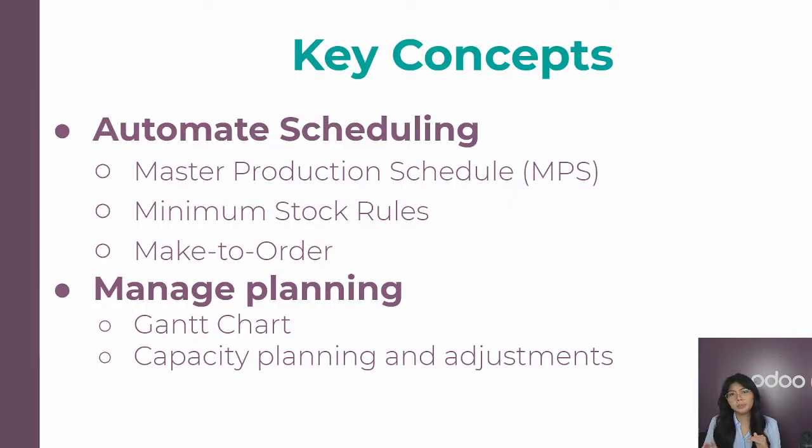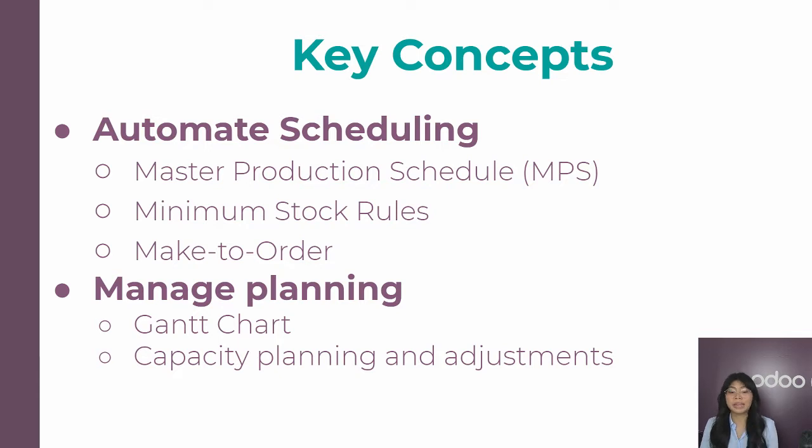So, here are some key concepts for our manufacturing. Meron kaming automating of our scheduling. So, for those, we have our master production schedulers, we have minimum stock rules and reordering rules as well for purchasing and for the MPS as well. Tapos, meron din tayong mga make-to-order capabilities na pwedeng iset sa ating mga products para kapag meron tayong sales order, talagang doon lang tayo gagawa ng ating manufacturing order. Pero for today, hindi natin itatakil yun.